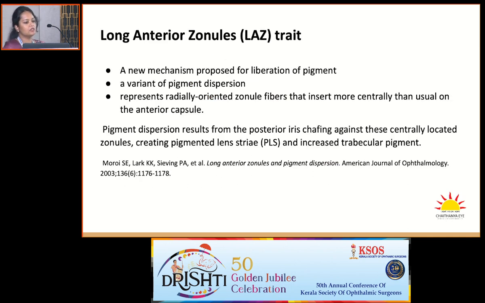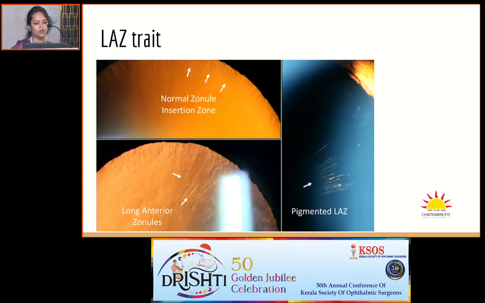So this is the long anterior zonule trait, which is a new mechanism proposed for liberation of pigment in pigment dispersion syndrome. This is a variant of pigment dispersion and represents the radially oriented zonular fibers that insert more centrally than usual on the anterior capsule, and pigment dispersion results from the posterior iris shafting against these centrally located zonules. So these are the normal zonular insertion. These are the long anterior zonules, and these are the long anterior zonules which are pigmented.